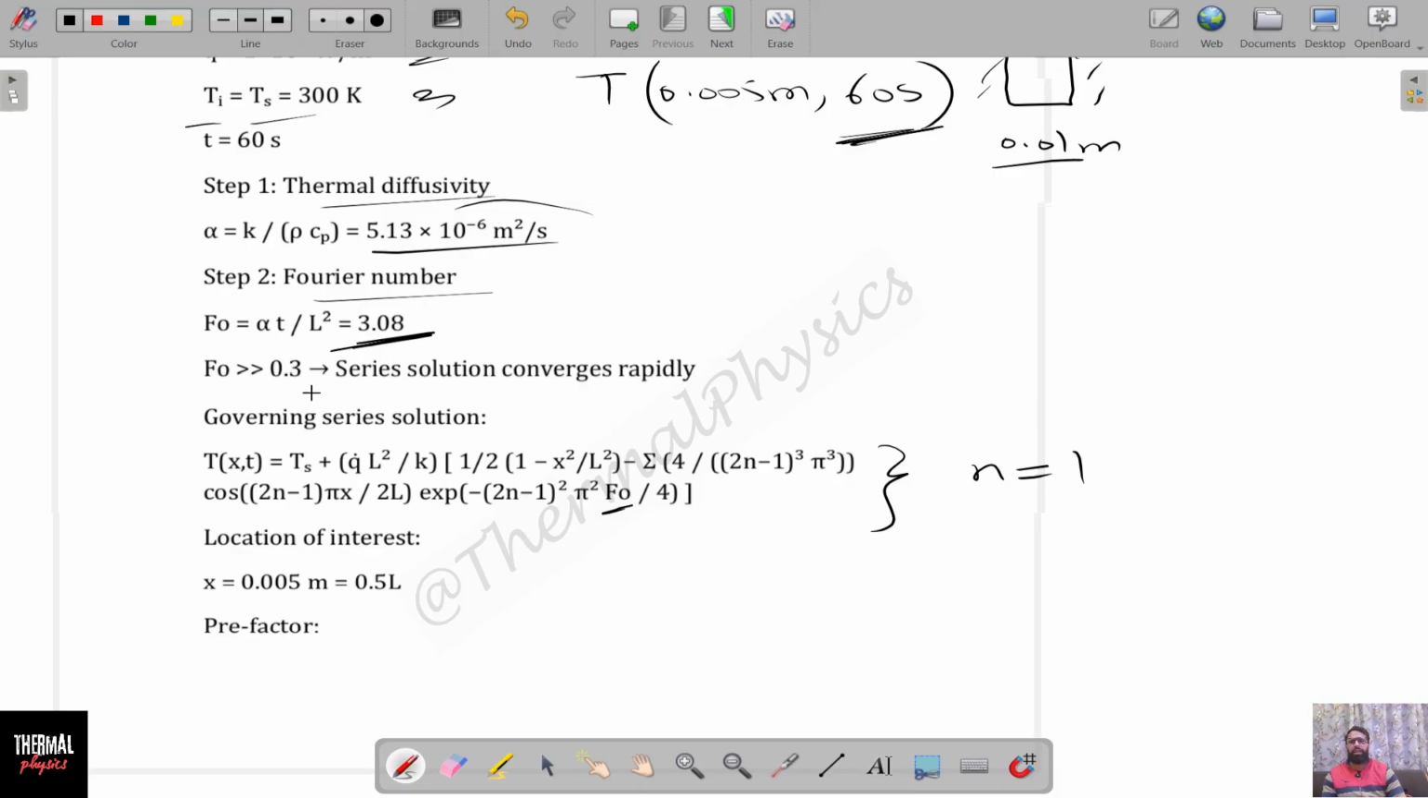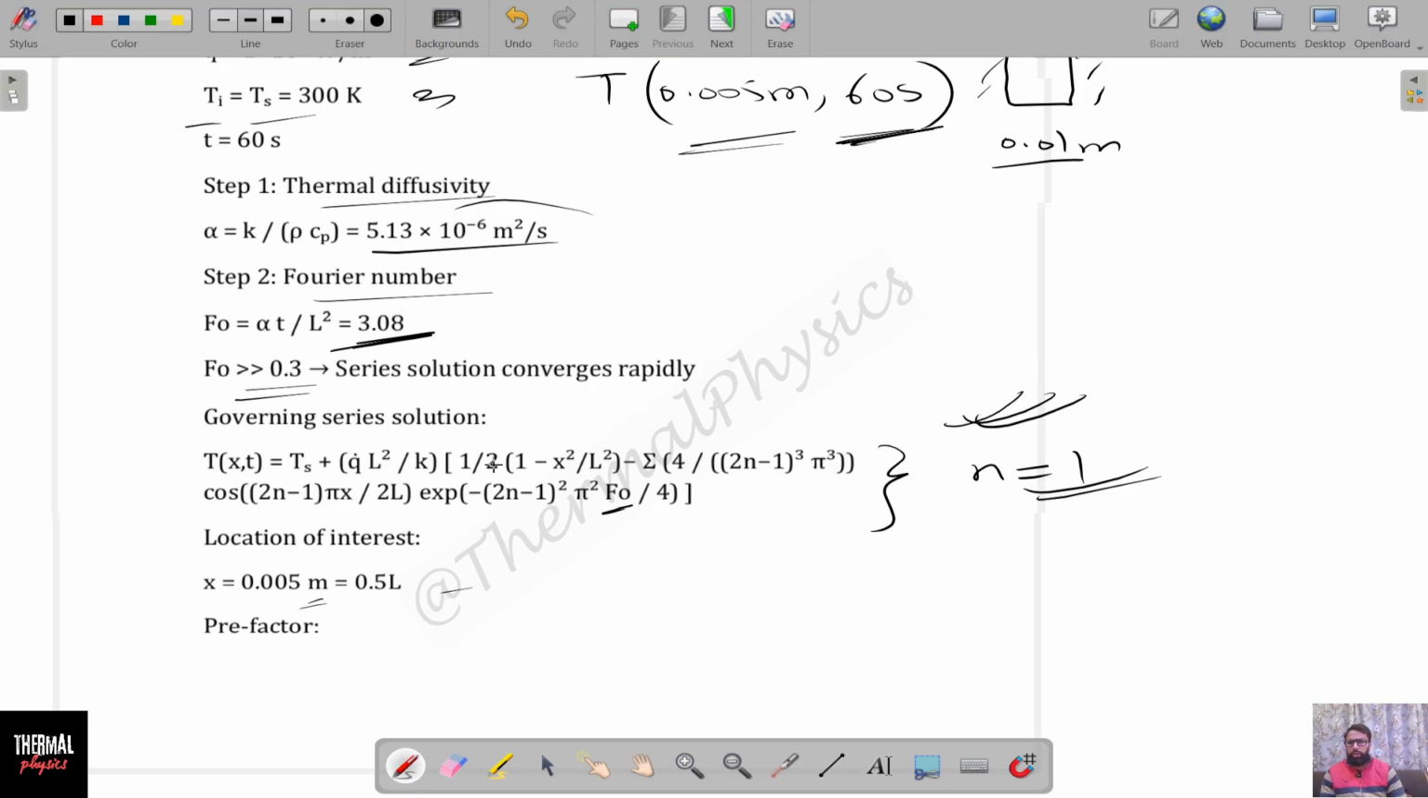Now the Fourier number here is greater than 0.3. That's why this solution is applicable. We can use this series solution. If it is much lesser than 0.3, then we have other alternative forms of the solution that we can use. For greater than 0.3, this series solution exists. This is all from the theory, that's why I'm moving quickly. Now the location of interest for us, as I said, is x equal to 0.005 meter.